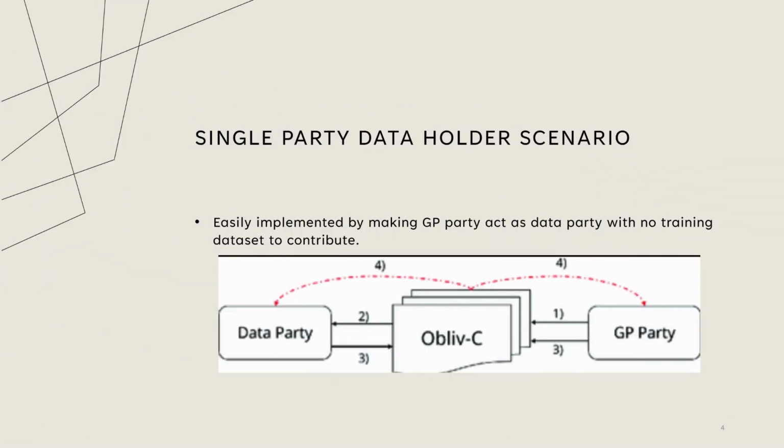Also, there is a single party data holder scenario where only one party has the data. It can be easily implemented by making the GP party act as the second data party, with no training dataset. The GP party executes the GP process, generating and sending the SMC program to the data party, which then securely inputs their data. The results are shared without revealing any of the data.